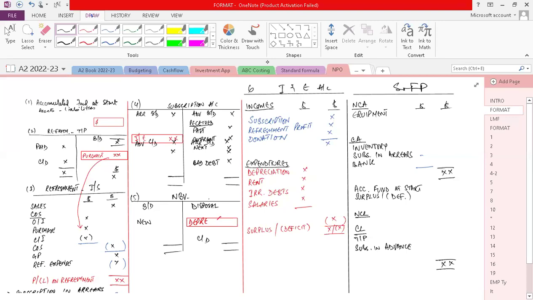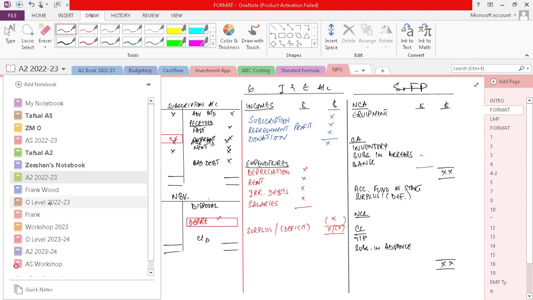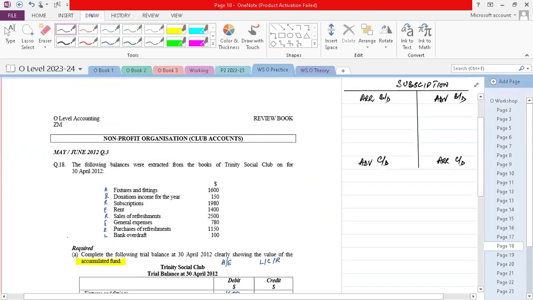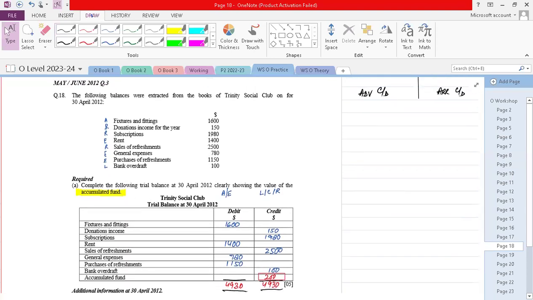So we are moving towards the question. Here is today's question, May-June 2012, Question 2. Sir has selected a few important questions. The first requirement was to make the trial balance. Sir already made the trial balance and found the accumulated fund for 5 marks.